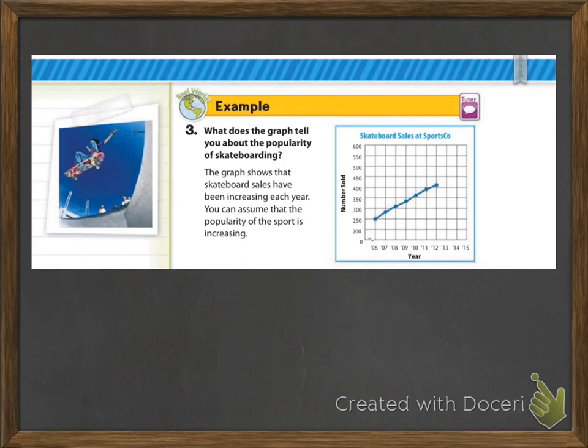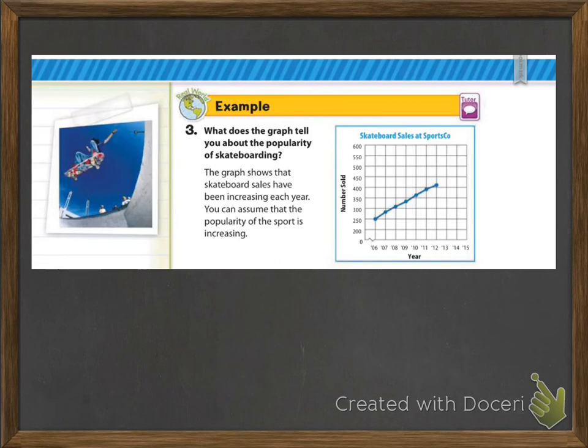All right, let's look at the last example on your final page. It says, what does the graph tell you about the popularity of skateboarding? If you look at the graph, it says here numbers sold. So this talks about how popular skateboards are by how many were sold in each year. The years we're looking at are 2006 through 2015.